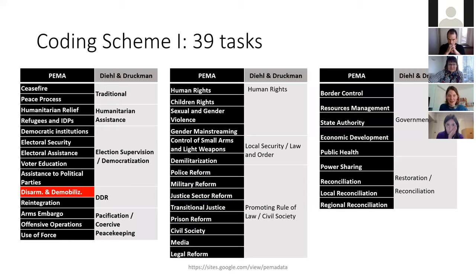And after we had coded all these tasks from the resolutions, we realized that they neatly fit with a broader task categorization by Paul Diehl and Daniel Druckman. And we take this as an additional indicator for the validity of our coding scheme, that these tasks that we have identified actually resonate with what scholars think are the relevant tasks in peacekeeping mandates. But yet again, you can see our categorization of tasks is much more fine-grained. For example, we have identified resolutions that only mandate disarmament and demobilization and others that also mandate reintegration, and we distinguish these mandates.